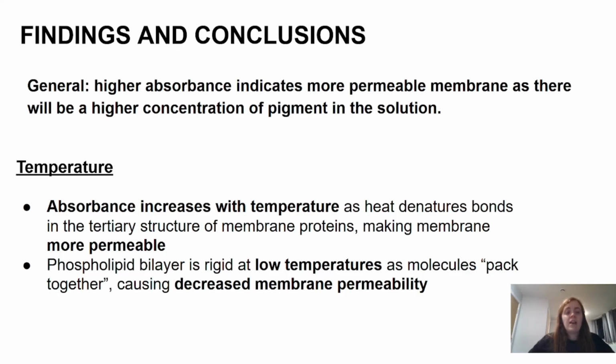So in terms of temperature and what effect that has and why, absorbance increases with temperature, and the reason for this is heat. Well, if you have done the proteins and enzymes topic, then you will know that if you go above a certain temperature, it denatures proteins because it breaks bonds in the tertiary structure. And this is the same for membrane proteins, as you will know that membranes have proteins in them. So absorbance increases with temperature as heat denatures bonds in the tertiary structure of membrane proteins.